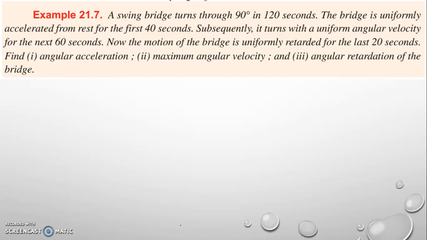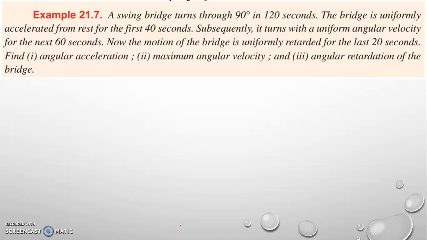So its travel, theta, is given by 90 degrees. One complete revolution is equal to 2 pi. 90 degrees means a quarter revolution, that is, it has traveled only 1/4 of the total revolution. For traveling a complete revolution we have 2 pi. For traveling 1/4 of a revolution, theta is equal to 0.5 pi.